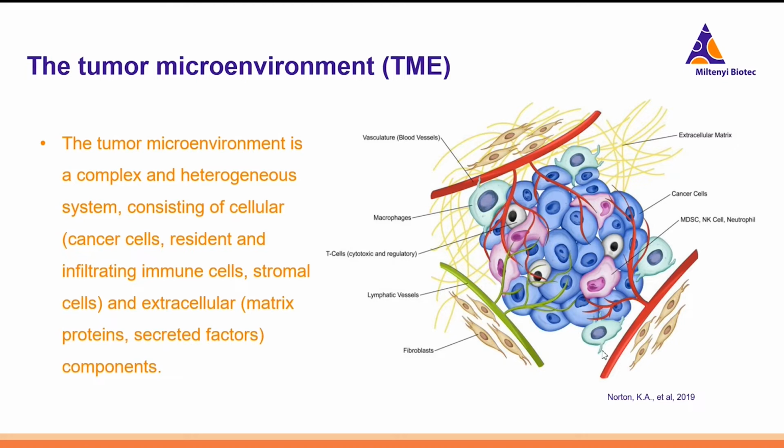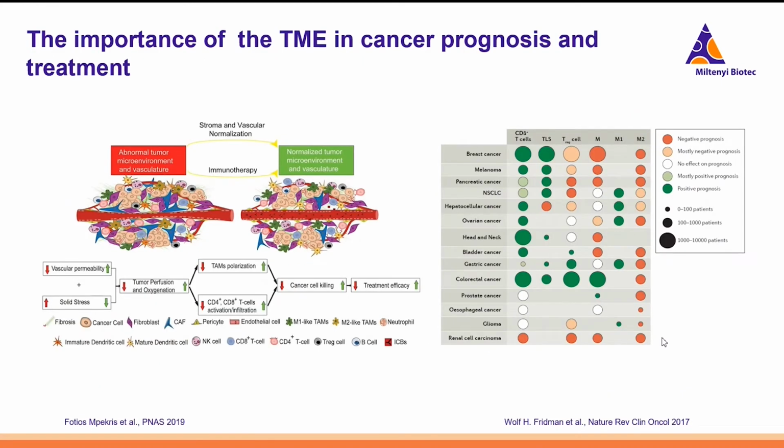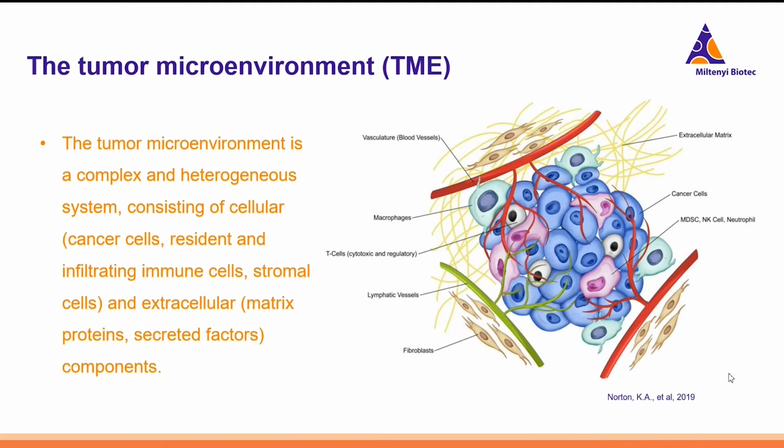The tumor microenvironment is a very busy environment, as you see here, in which many different components sit, such as cancer cells and immune cells. These are immune cells that are resident in the tissue or infiltrating immune cells, and these are invaders. They come from outside the tumor, for example, from the bloodstream. And in the TME, we also have extracellular matrix proteins and several secreted factors, as you see here.